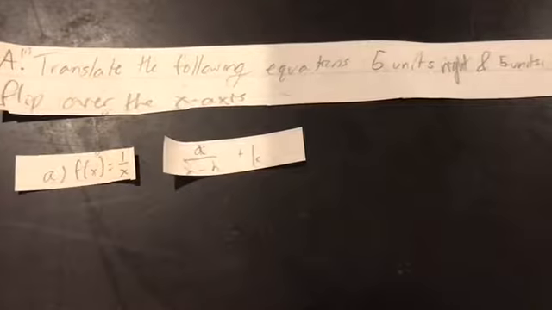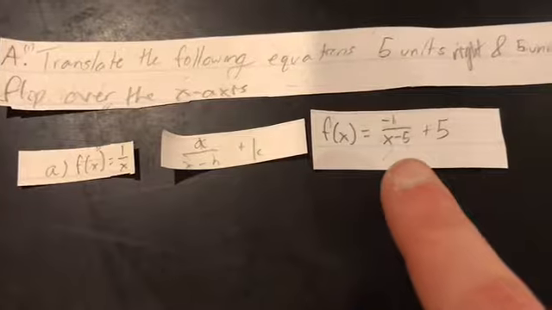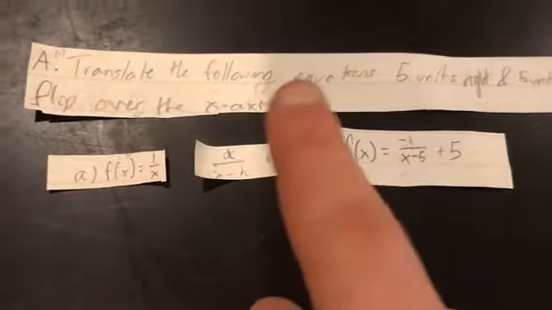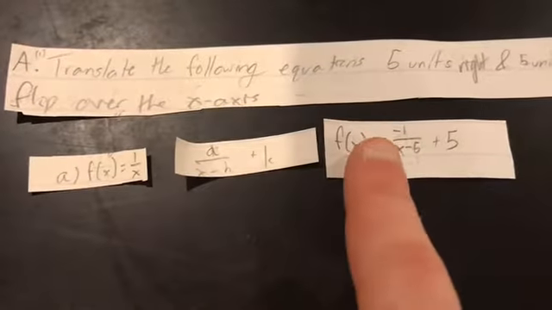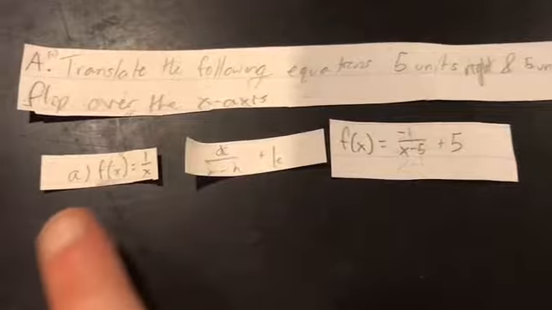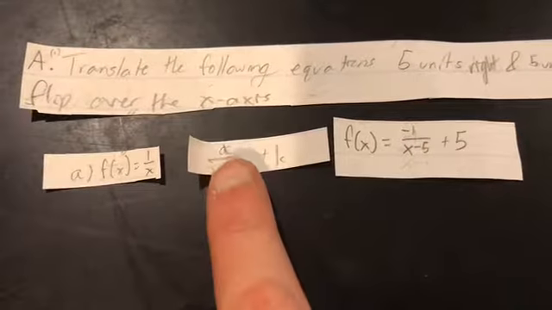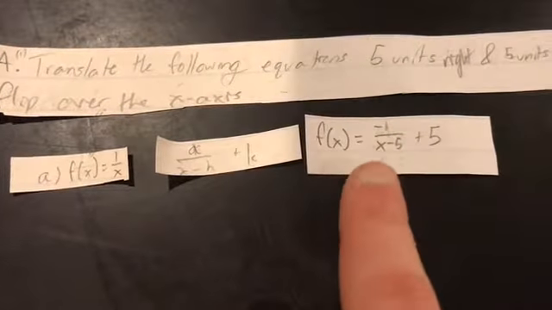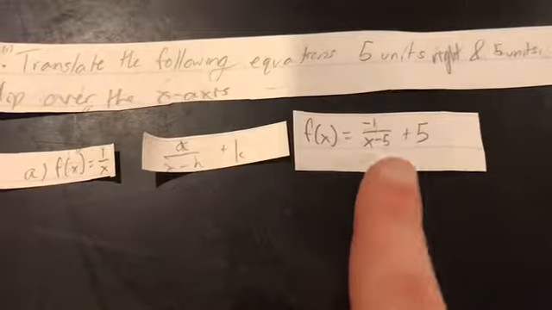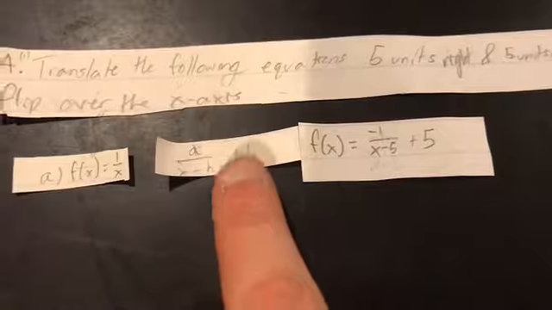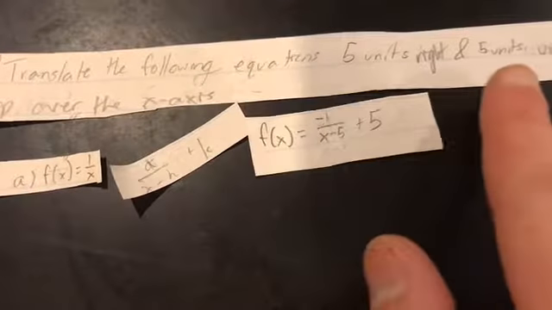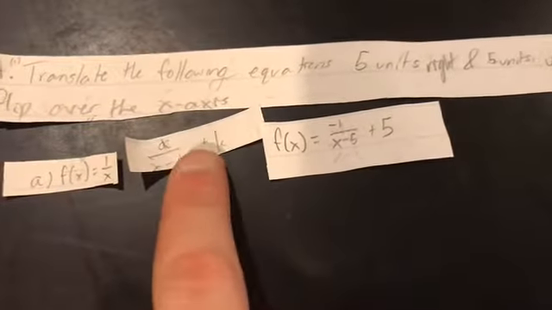So when we plug in the values, we get f of x is equivalent to negative 1 over x minus 5, plus 5. The values come from, when we flip the parent function over the x-axis, the 1 becomes a negative 1, which is our a value. And then the 5, which is our h value, comes from moving the equation 5 units right. The other 5, that is the k value, comes from moving it 5 units up.